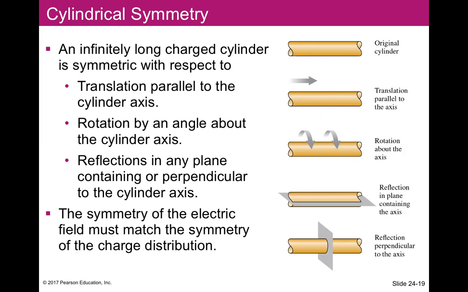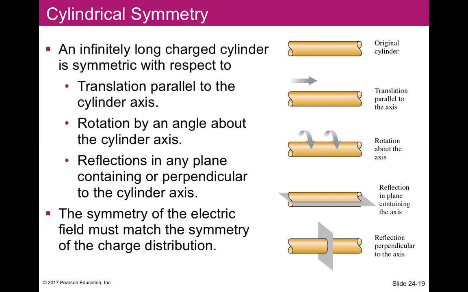You have two parts, the left part and the right part. They are symmetric, right? Because it's infinitely long. On the left side it's infinitely long, and on the other side it's also infinitely long. So when you make a cut, you get two symmetric parts. This is the first symmetry.